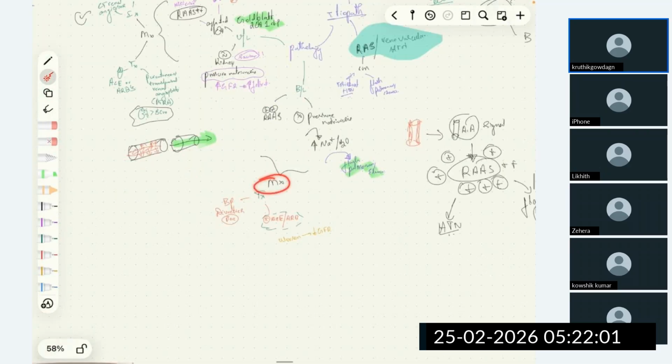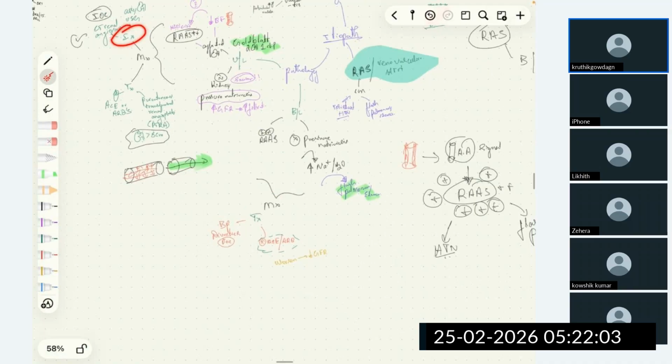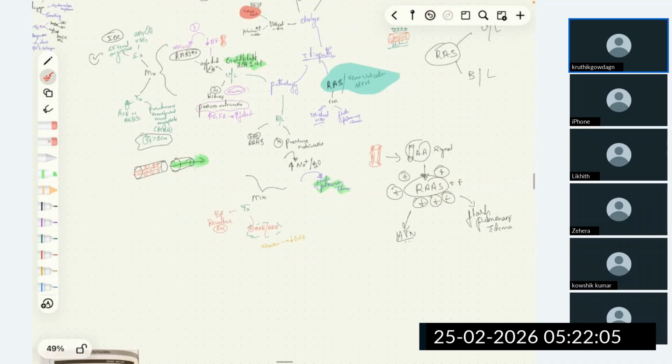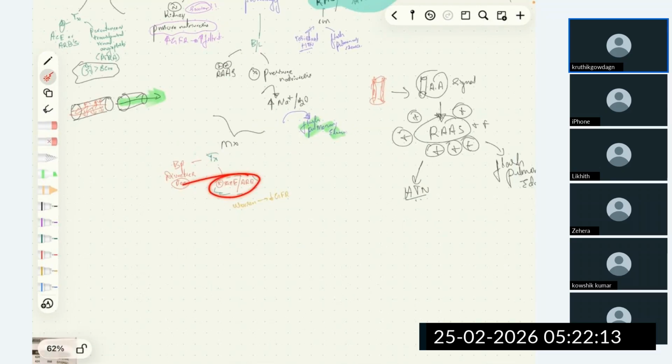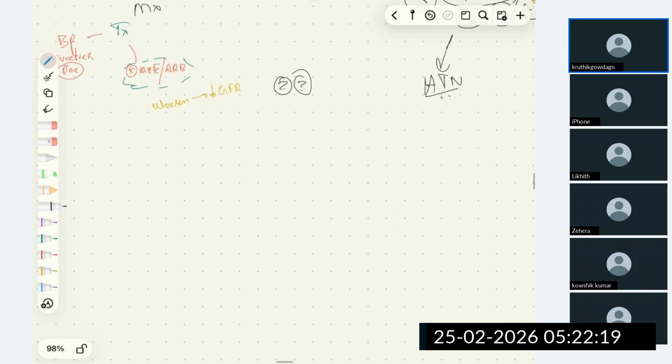Investigation is the same. It doesn't change. In CT renal angio, you will see bilateral renal artery stenosis. That's it. What is the treatment? Treatment, we can't give ACE inhibitors or ARBs. Now you will ask me why. Because see how RAS acts.